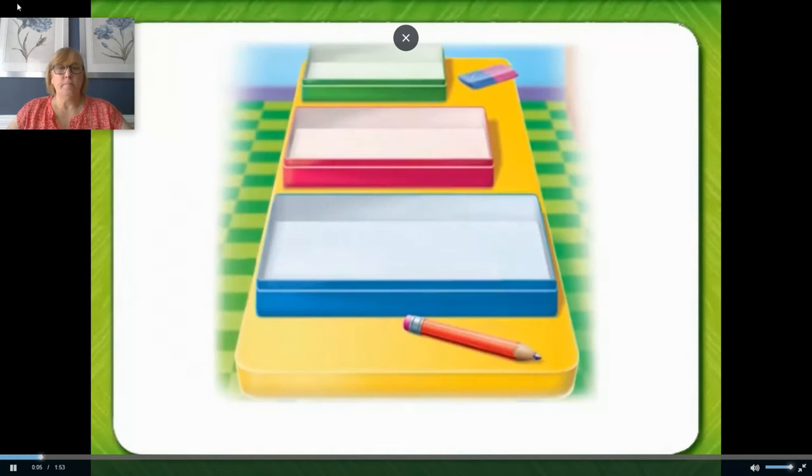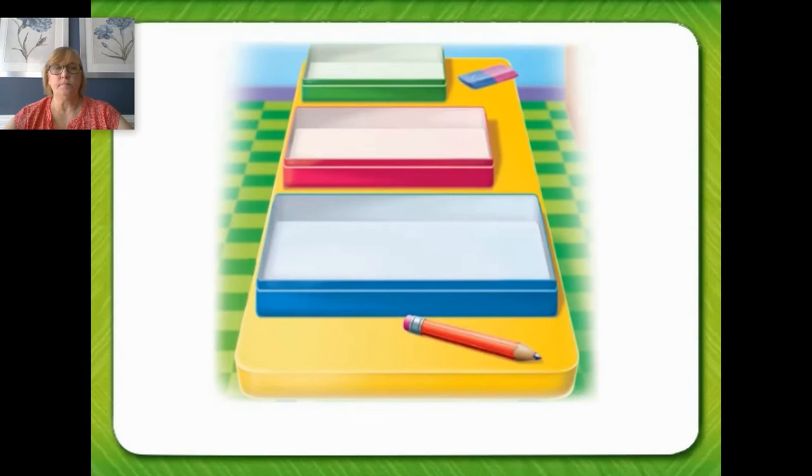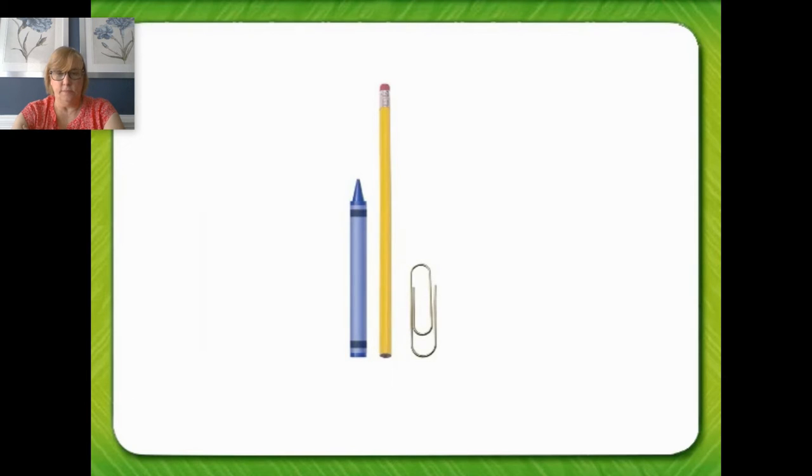Look closely at these 3 pencil boxes. Notice what is different about them. They are different lengths. Now, look at these 3 objects I have. A crayon, a pencil, and a paper clip. Look closely at all 3 of these objects. What do you notice is different about them? They are different lengths.